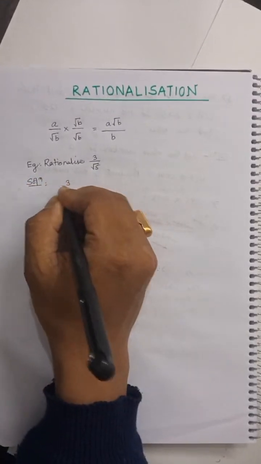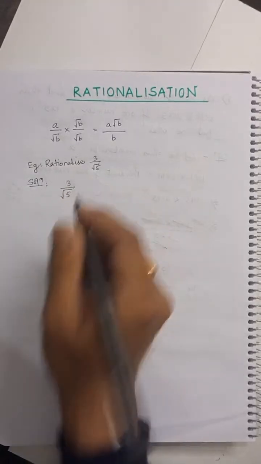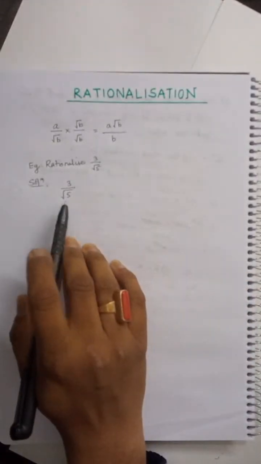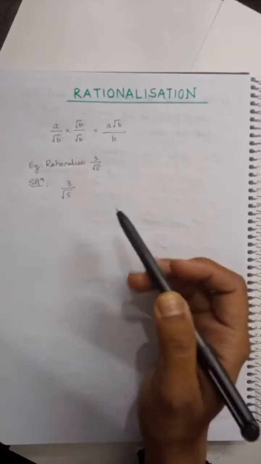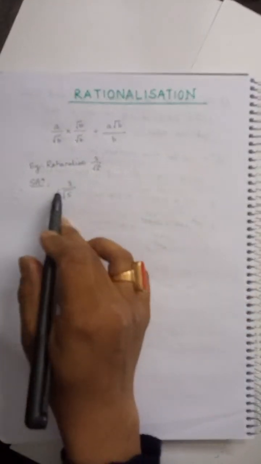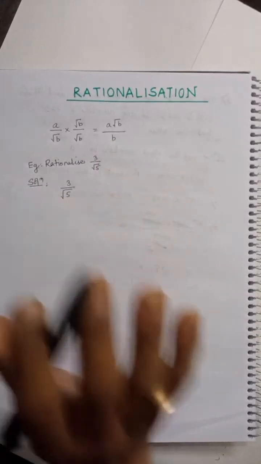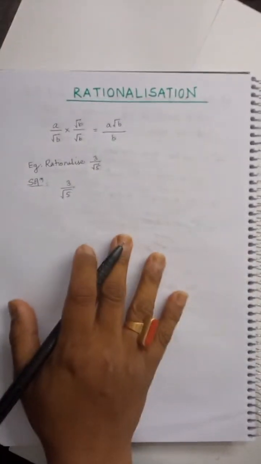So we have 3 by root over 5. I have seen students getting confused. Some say root over 5, some say 5 under root. Basically it is the same thing. 5 is under the root, or root over 5. So whichever way you say it is correct.